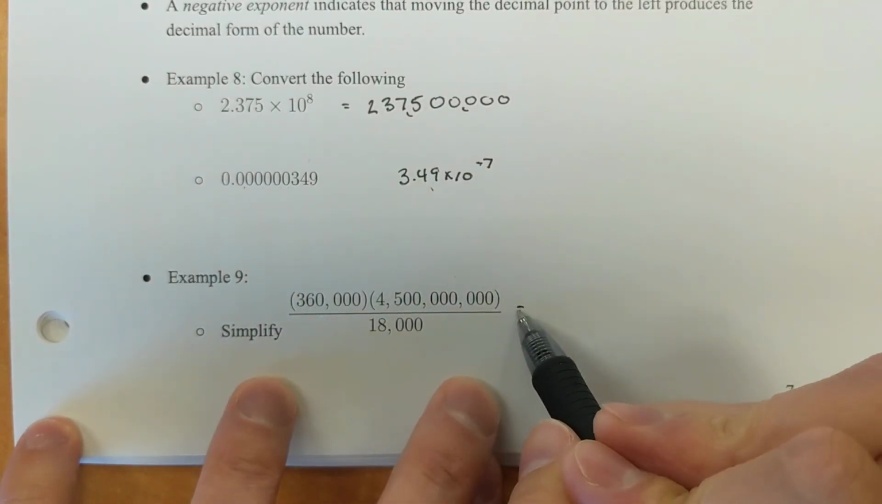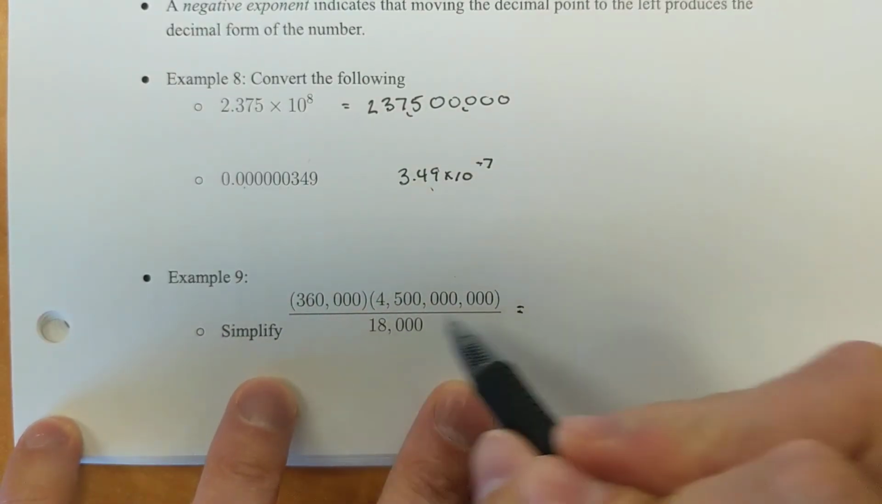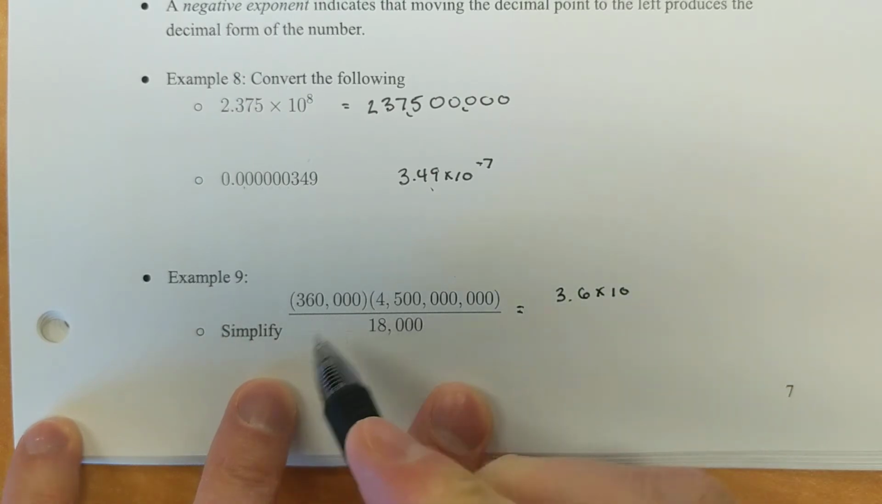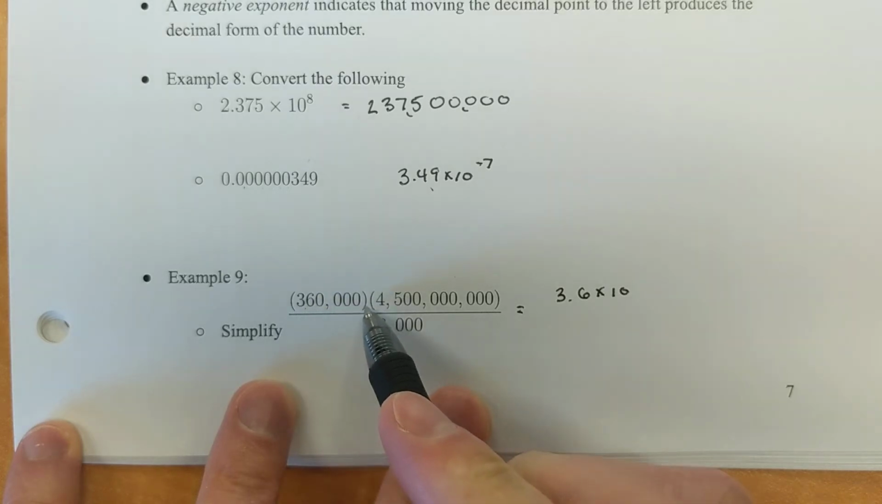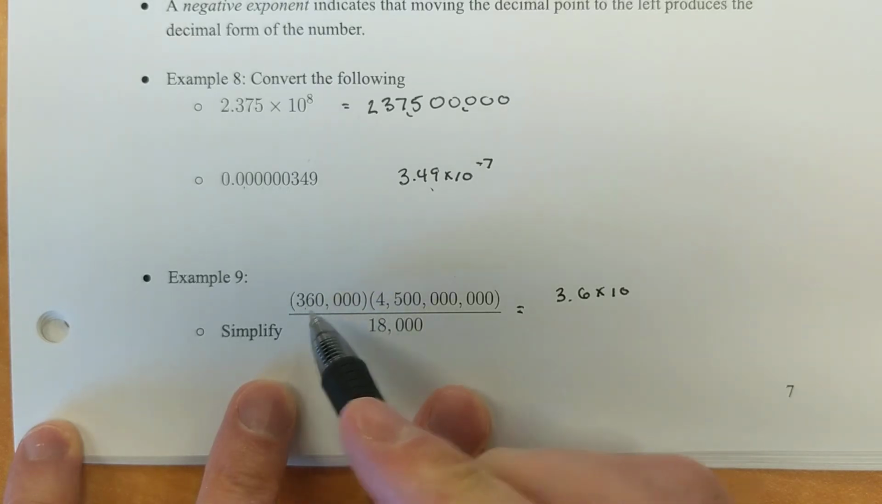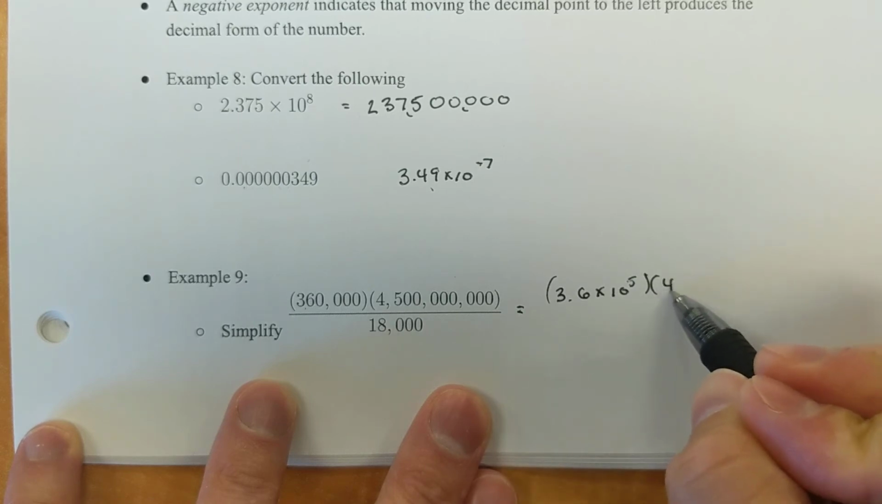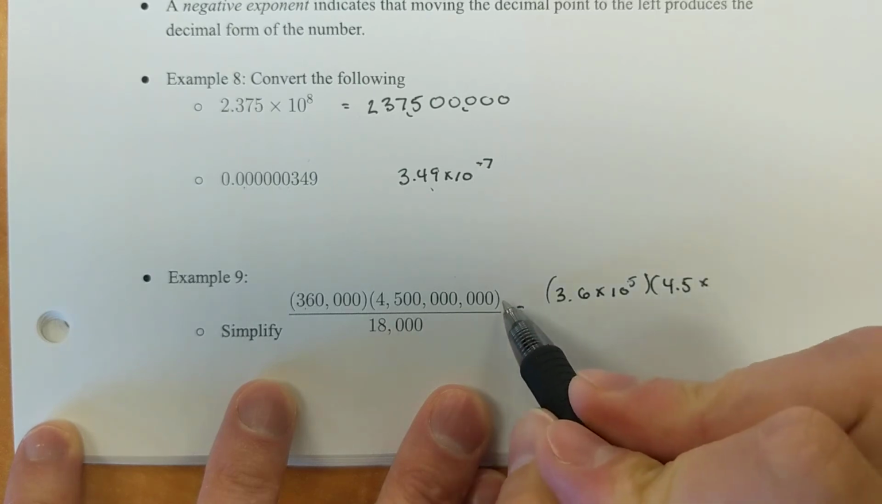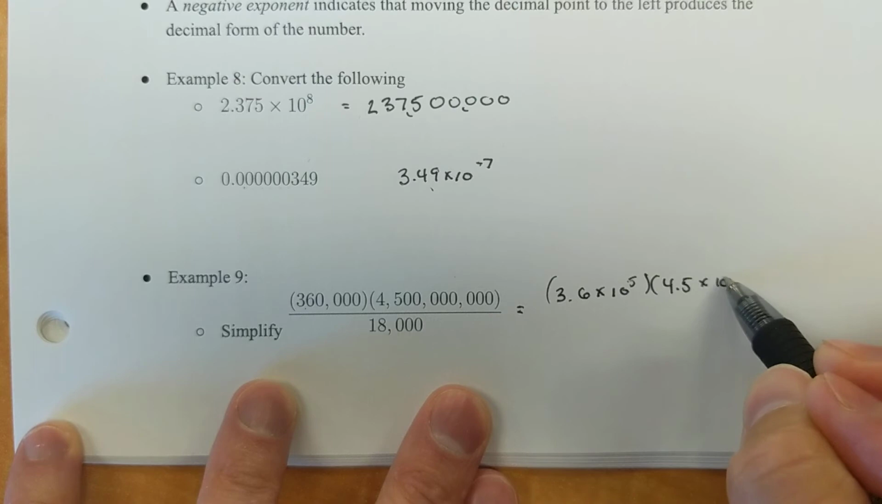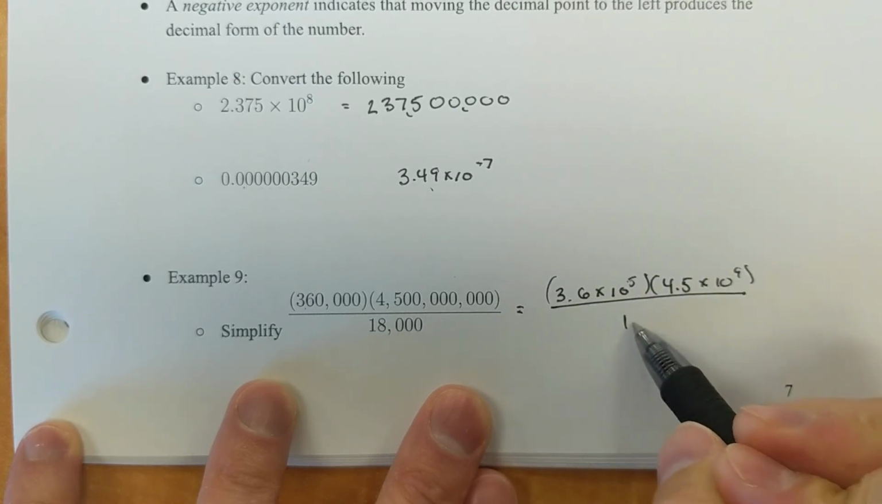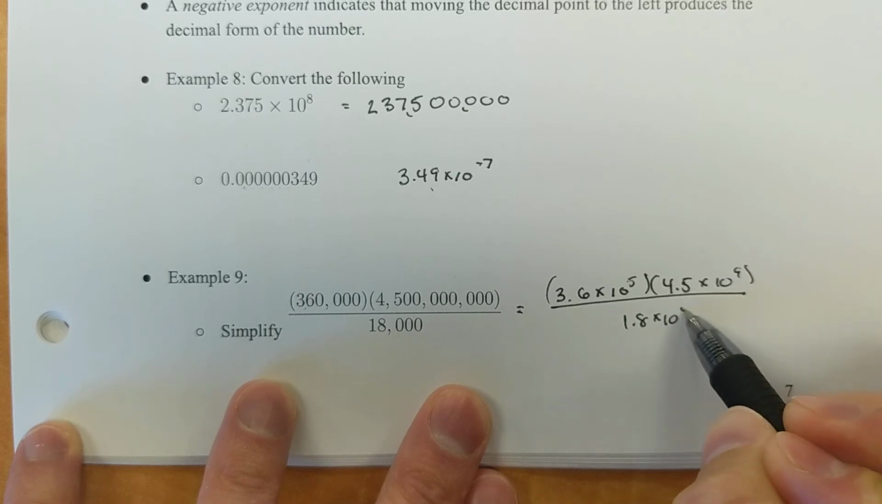All right, example 9. It wants you to convert this to scientific notation first, then do the operations. So that first one is 3.6 times 10 to the, let's see here, 1, 2, 3, 4, 5, fifth. The second one is 4.5 times 10 to the 3, 6, 9th. Remember, the exponents are just how many times you move the decimal. And the bottom one is 1.8 times 10 to the 4th.